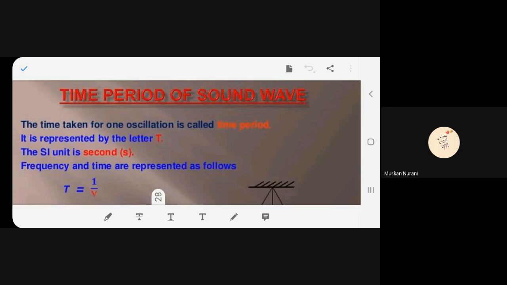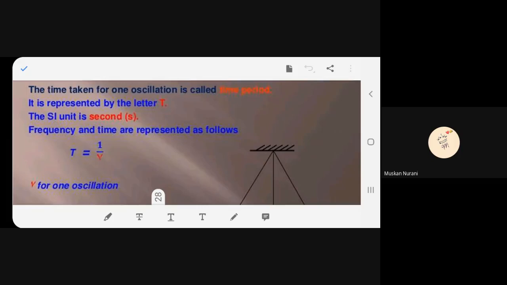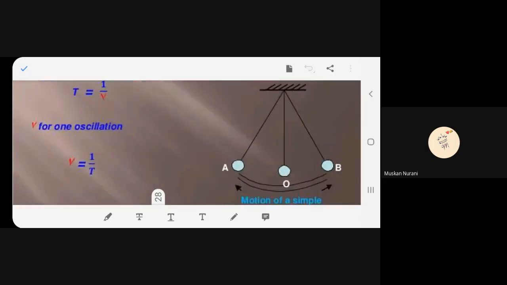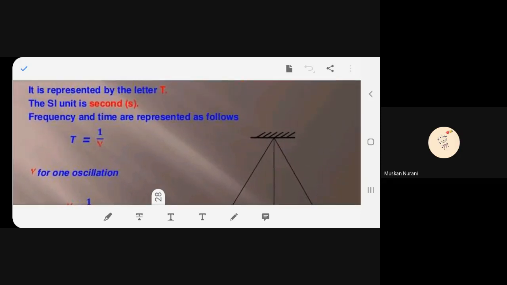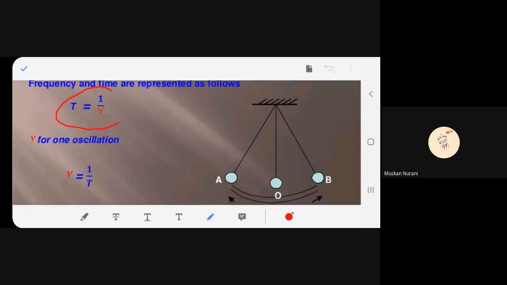Frequency and time period are related as follows: T equal to 1 upon V. No, V is for velocity. It is nu. Beta, I told you it is time period and frequency. It is nu, as you just read in the earlier slide. So nu for one oscillation will be nu is equal to 1 upon T. Exactly. Both of them are inversely proportional. T is equal to 1 upon nu, so if nu goes up, T has to go down. So nu is equal to 1 upon T. They are inversely proportional to each other.